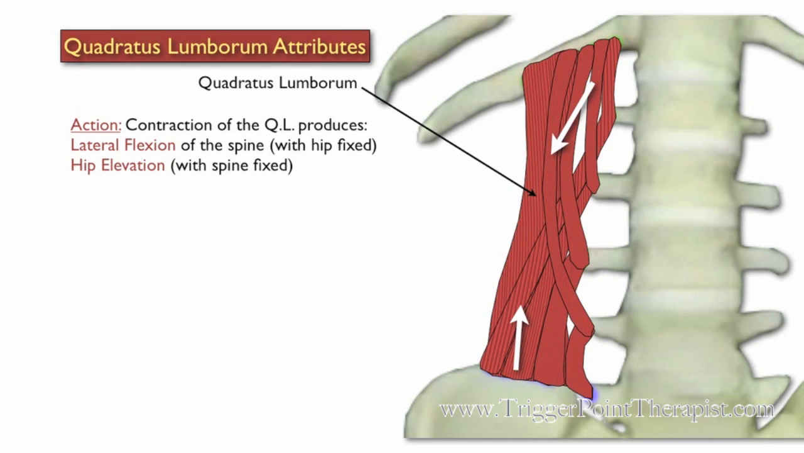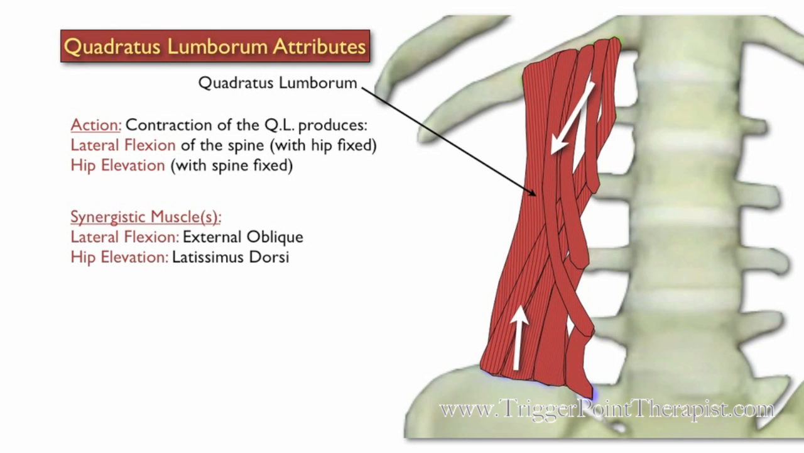Contraction of the QL produces lateral flexion of the spine with the hip fixed, and hip hiking or hip elevation with the spine fixed. The external oblique assists this muscle during lateral flexion of the spine, and the latissimus dorsi assists during hip hiking. The opposite side QL is antagonistic during lateral flexion of the spine.